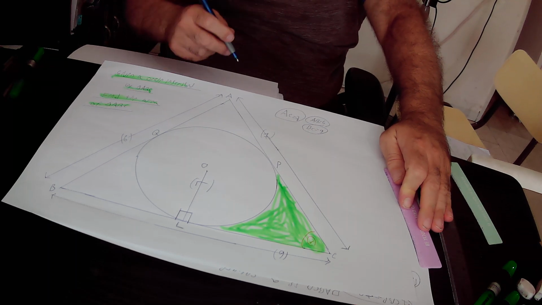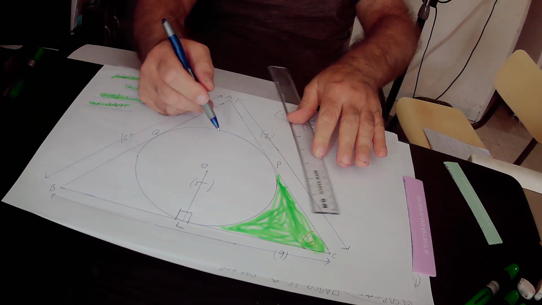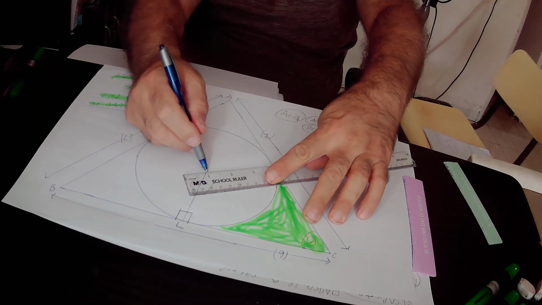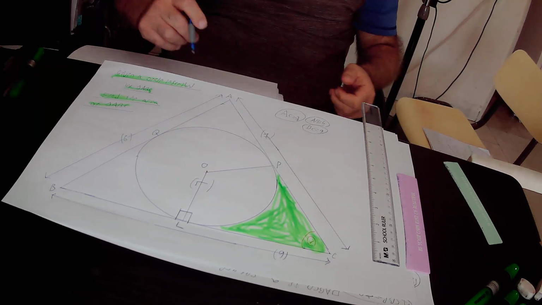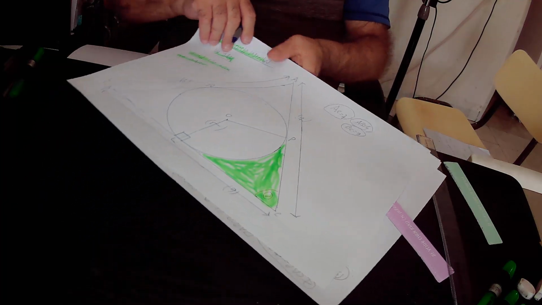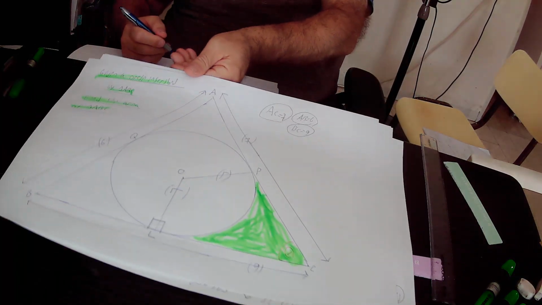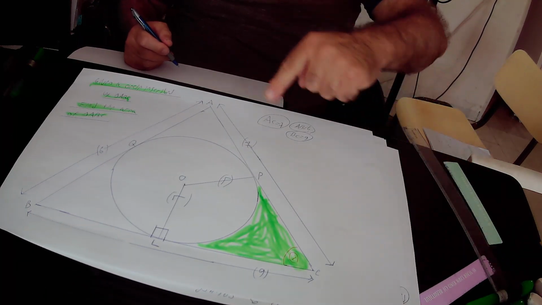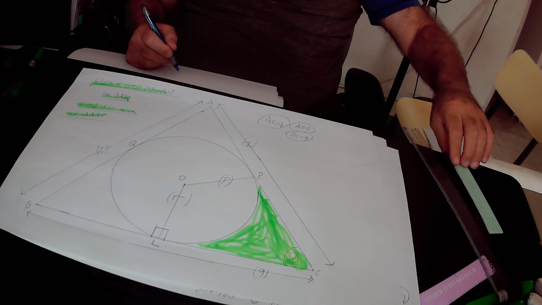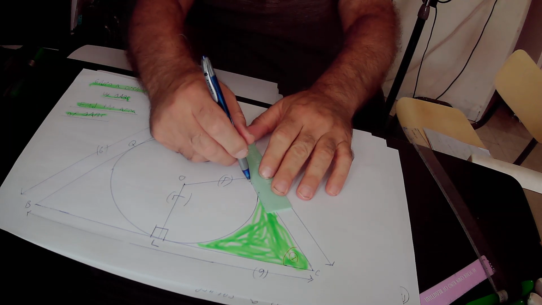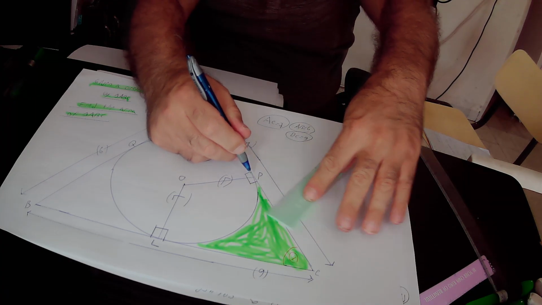In the next step, we join points O and P together by a straight line. OP is the radius of the circle that equals R. Point P is the point of tangency of tangent AC with this circle. So according to rule 1, this angle equals 90 degrees. This angle also equals 90 degrees.